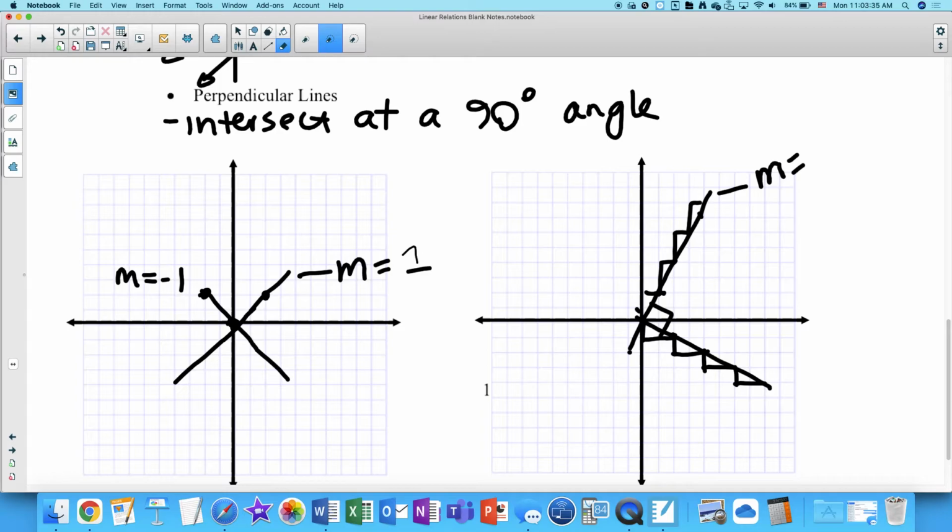This guy has a slope of up 2, right 1, so that's 2 over 1. That's our rise over run. This guy has a slope of down 1, right 2. Down 1 means that my rise has to be -1 over 2. So the two slopes, if they are perpendicular, are negatives of one another. What else can we say about them? Looking at the magnitudes, this one was 2 over 1, this one was 1 over 2.